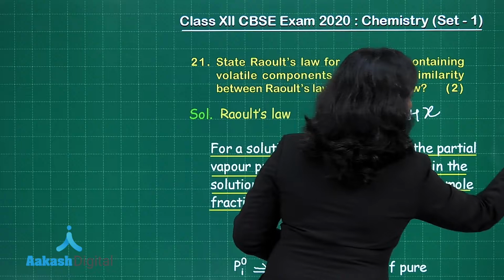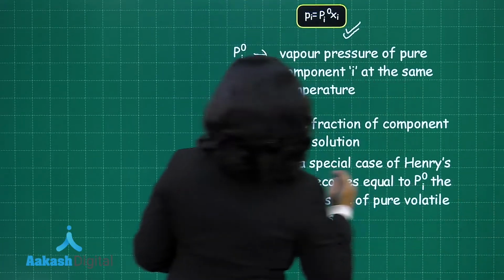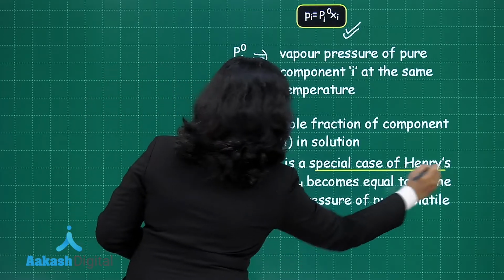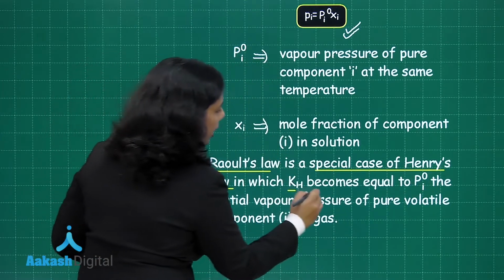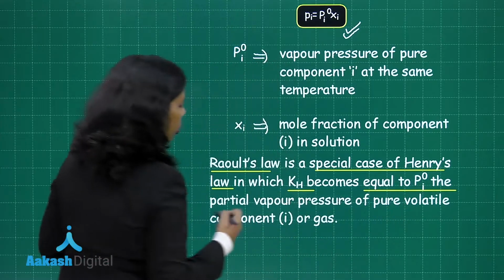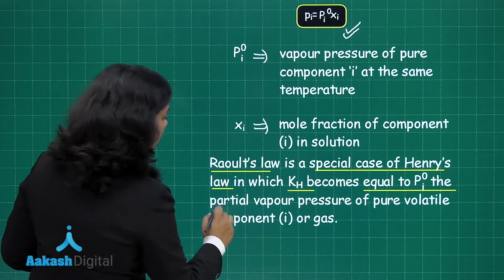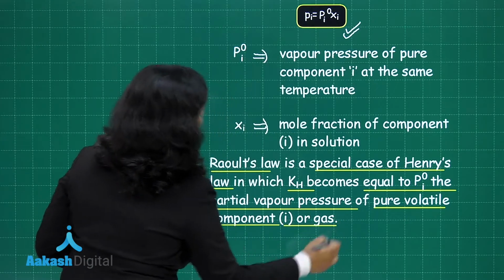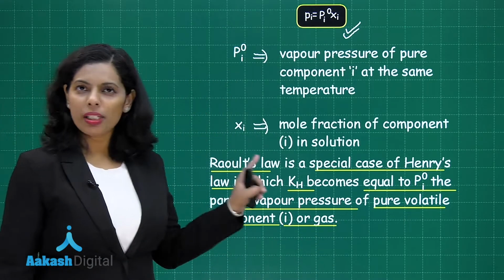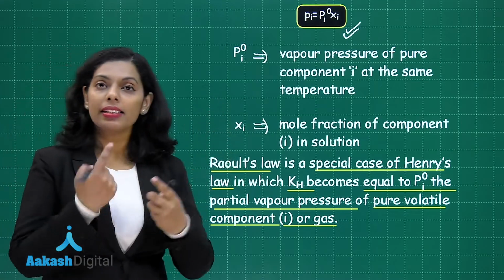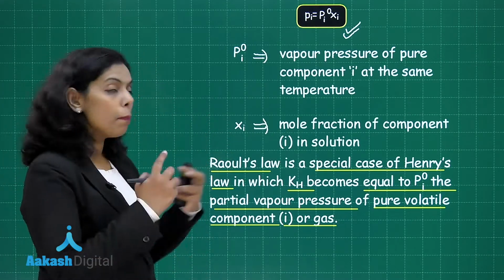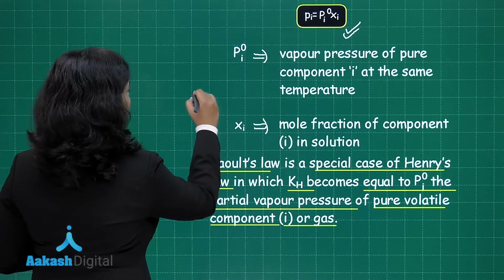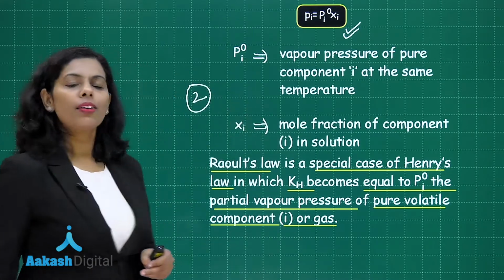We can simply write the similarity by quoting that Raoult's law is a special case of Henry's law in which KH becomes equal to Pi naught. What is that Pi naught? That is the partial vapor pressure of the pure volatile component i or gas. I hope it is clear. So 1 mark for writing the statement and 1 mark for comparing Raoult's law with Henry's law. And while doing so, you will get the complete 2 marks for this question.